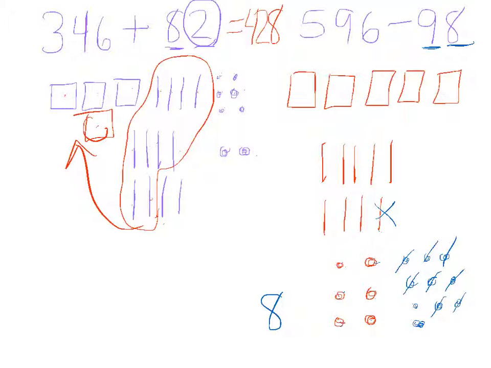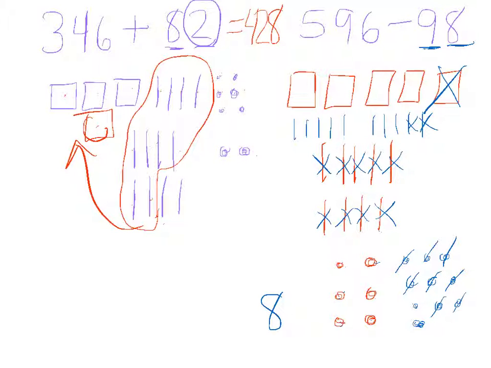I need to get some more tens. Where am I going to get more tens at? I know that 10 tens is the same as 100, so I can take one of these hundreds and I can get my 10 tens. 1, 2, 3, 4, 5, 6, 7, 8, 9, 10. Now I need to cross out, I need to subtract my 9 tens.